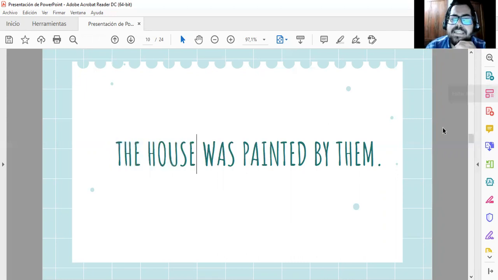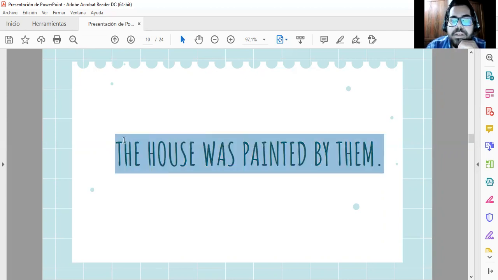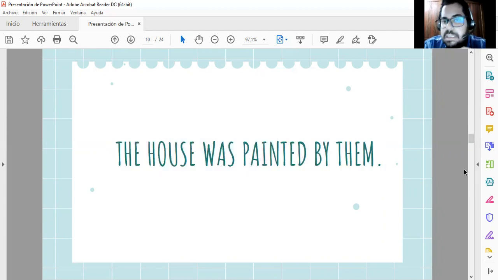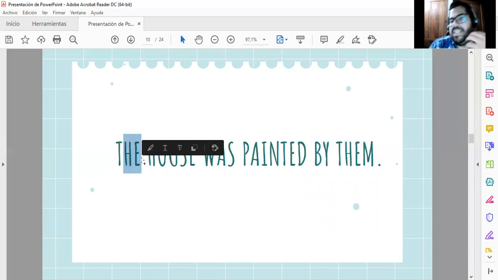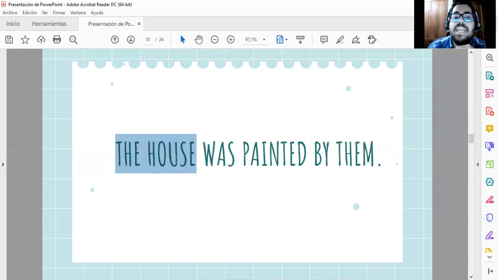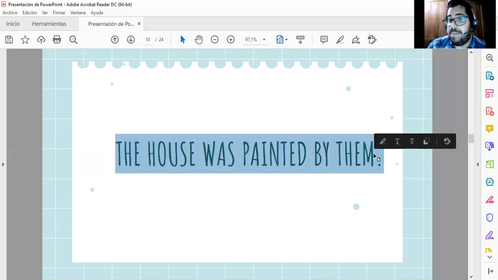So take a look, guys. The house was painted by them. Okay, teacher, what is "by"? Well, "by" is "por," right? Por ellos. Yes. The house was painted by them. Fue pintada por ellos. But take a look over here, guys. We're giving an emphasis on the object in this sentence: the house was painted by them.